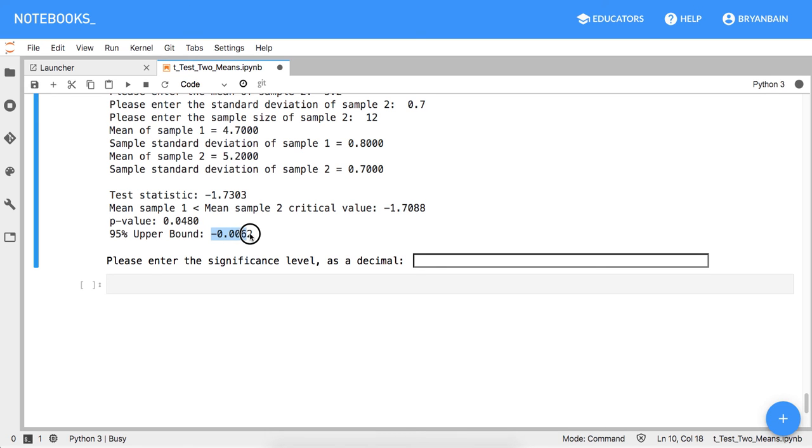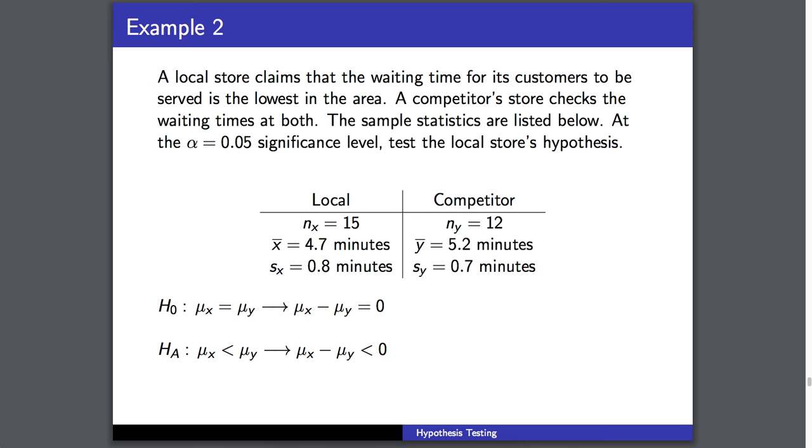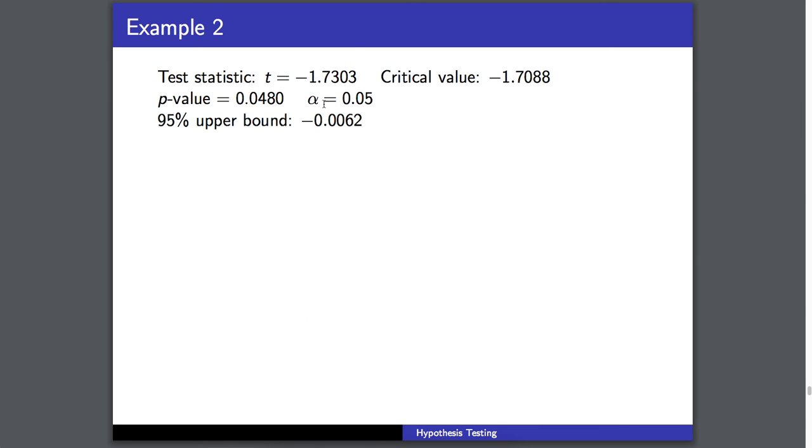So if we created a 90% confidence interval, the two-tailed typical confidence interval, the one on the right, the second value, would be this negative 0.0062, which means, again, our confidence interval would not contain a hypothesized mean difference of 0. So here's our information. And again, every single one of them has the same conclusion.